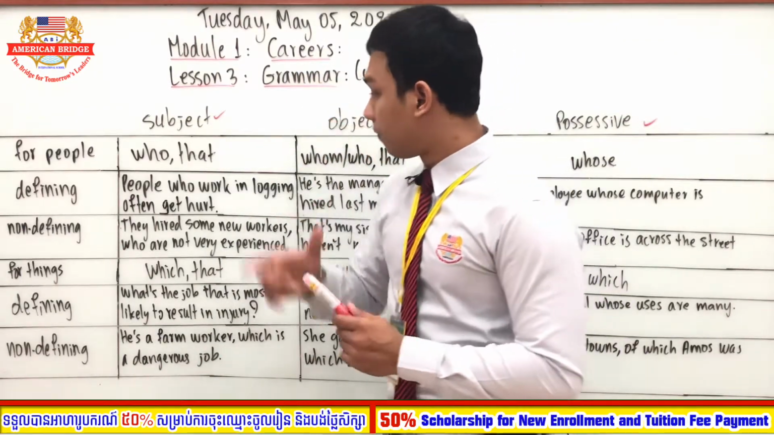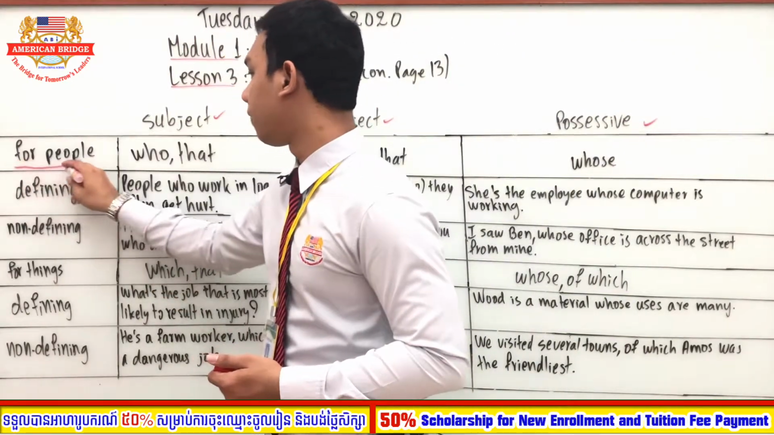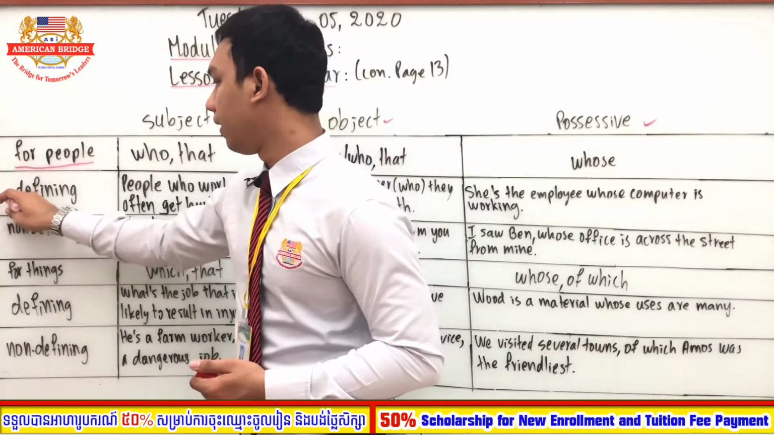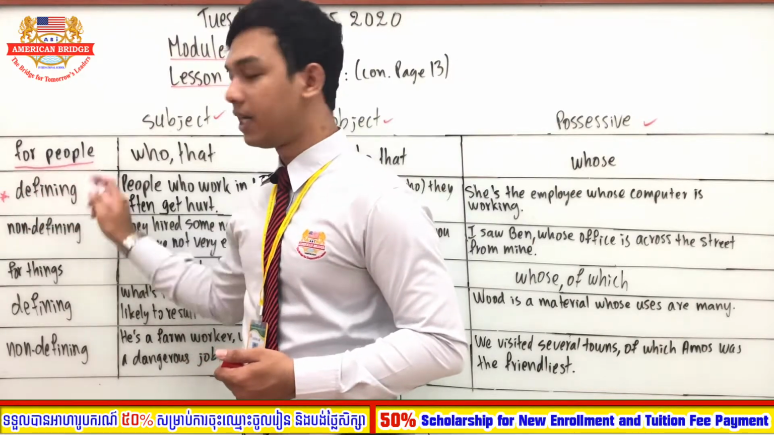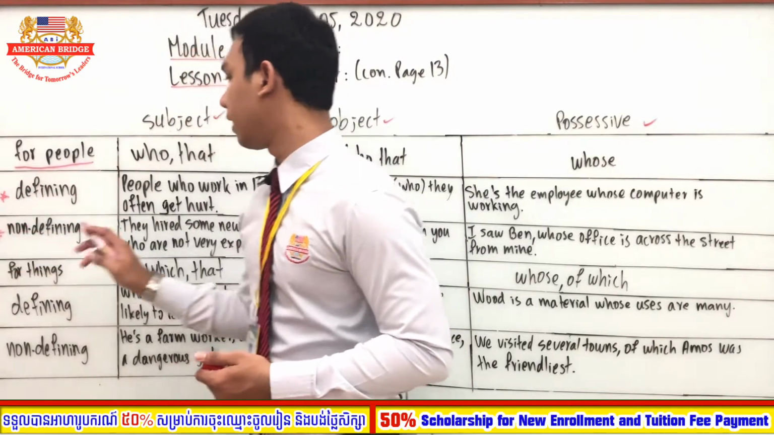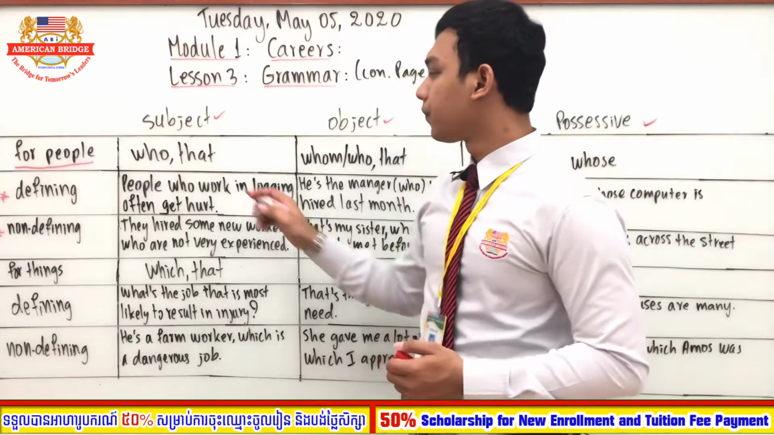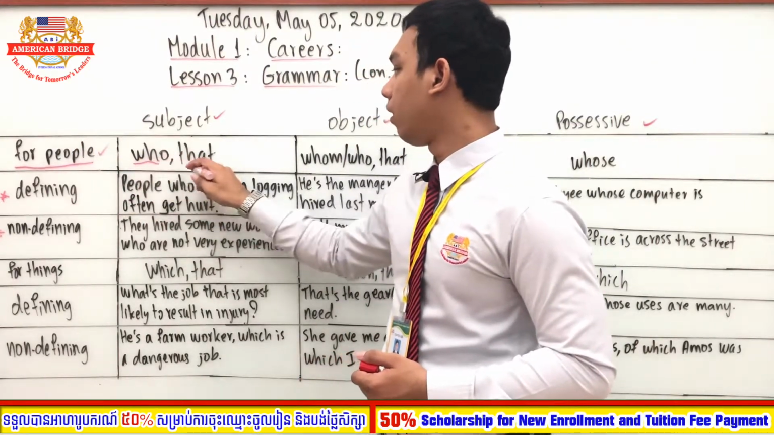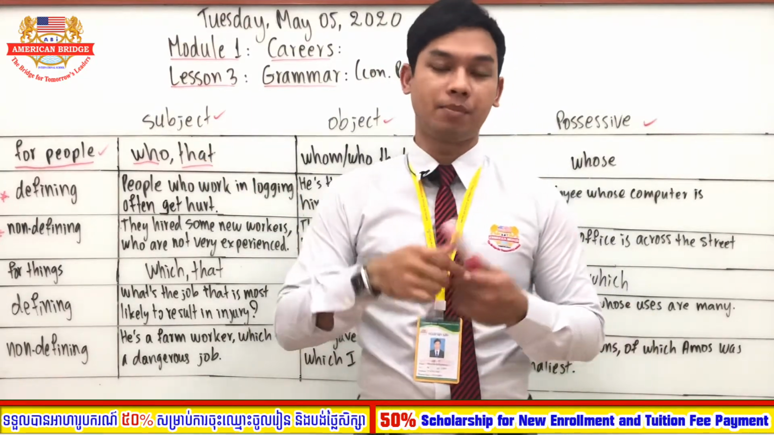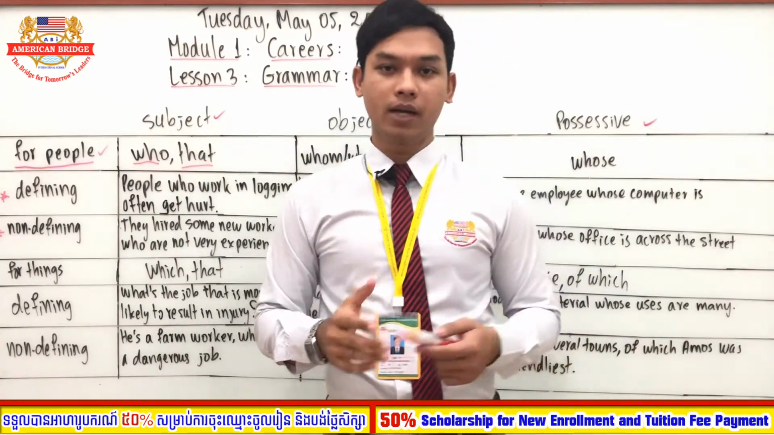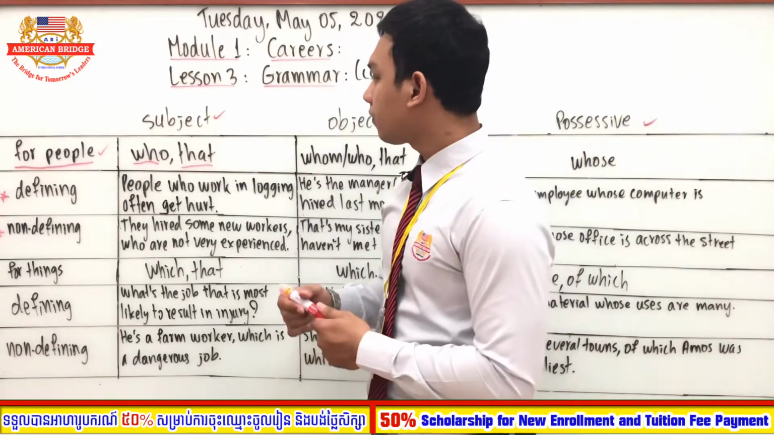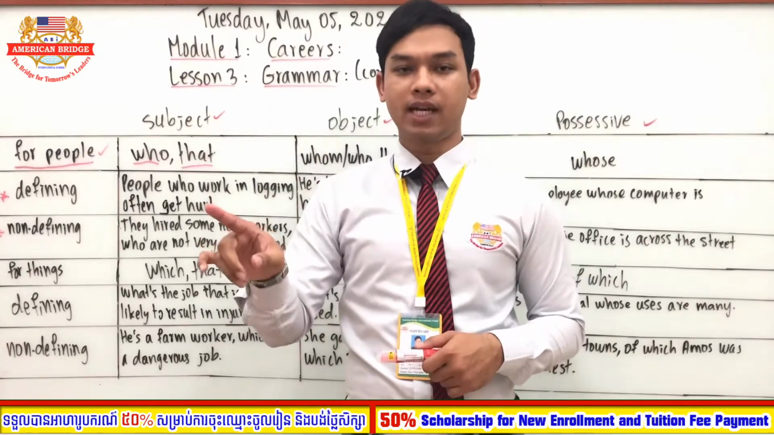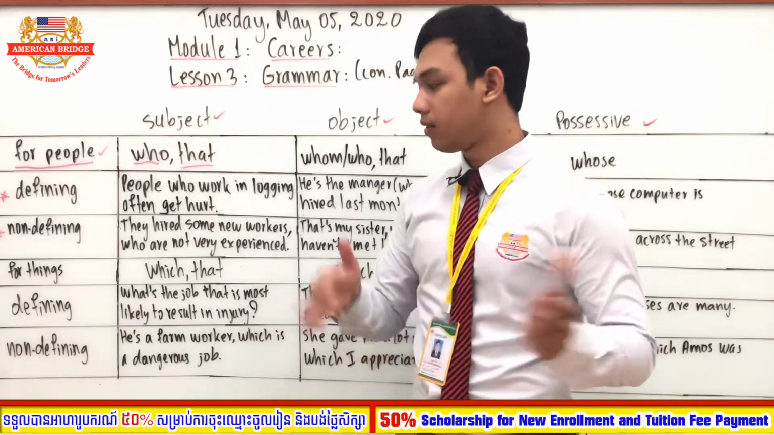Okay, so first we have to look at the ones for people first. So for people we have the defining and non-defining sentences, and then look at the difference together. So for people we use who or that. You can use who or that, it depends on you. All people know that we use who for people, right? But for that you can use both. You can use it for people or things or else.